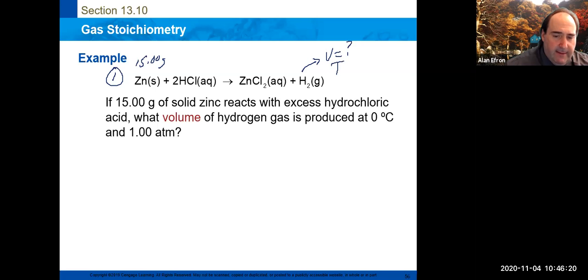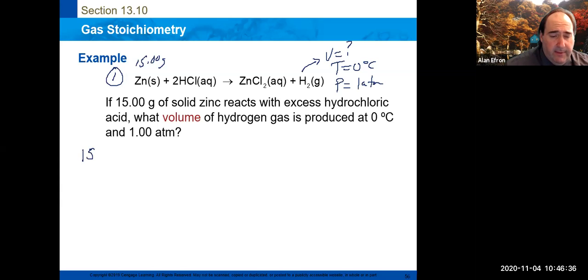So this is a gas, so we are looking for the volume. We do have a temperature that is 0 degrees Celsius. We do have a pressure that is 1 atmosphere. So again, this is going to be a basic stoichiometry problem where you could use the ideal gas law at the back end here. And let's see how that would go.